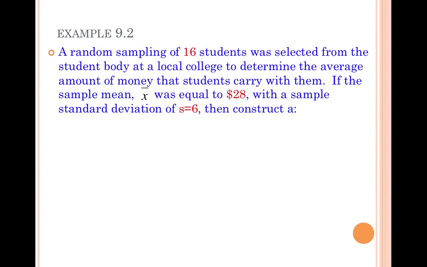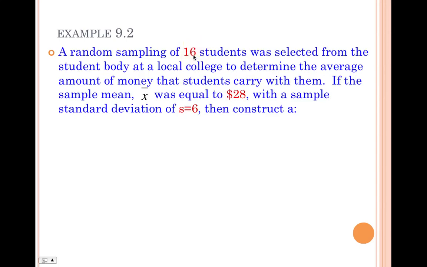Okay, so let's look at an example where we have to use this concept of using that table to figure out the t-score. A random sampling of 16 students was selected from the student body at a local college to determine the average amount of money that students carry with them. So immediately we know what the sample size is.